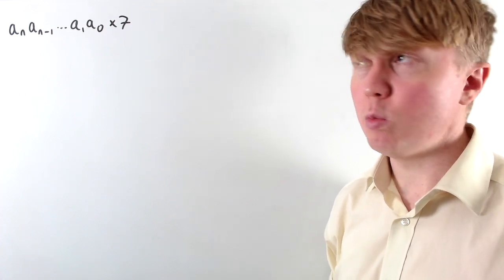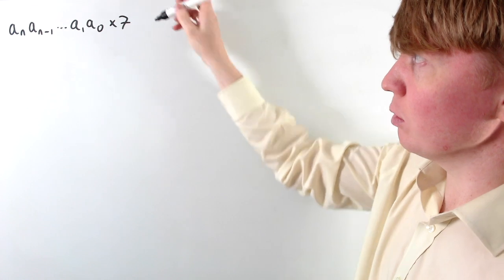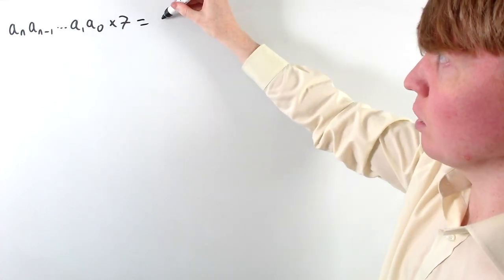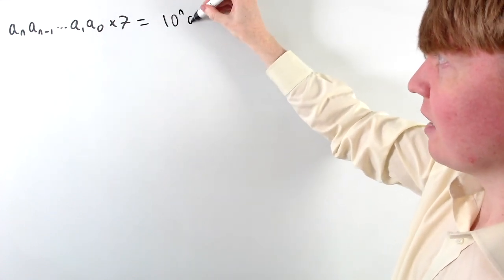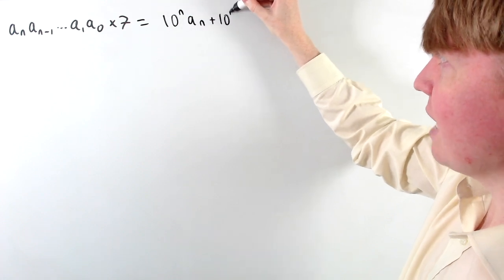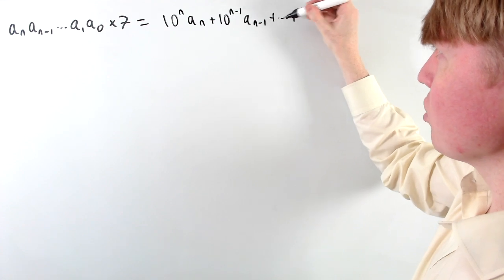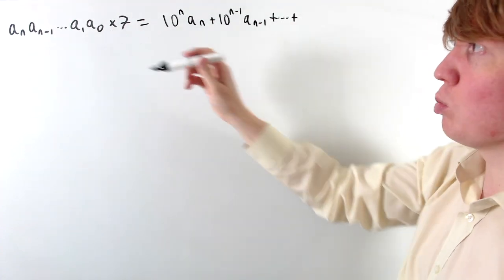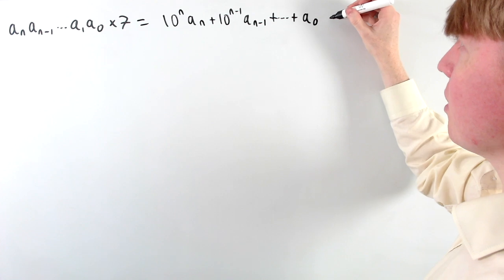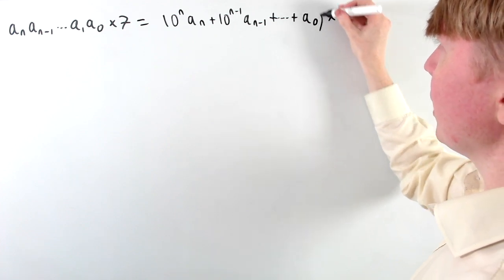We'll see how this method works by, first of all, writing all of these digits in terms of their place value. So we've got 10 to the n times a_n, plus 10 to the n minus 1 times a_(n-1), and so on all the way down to 10 to the 0, or just 1, times a_0, and this is all being multiplied by 7.